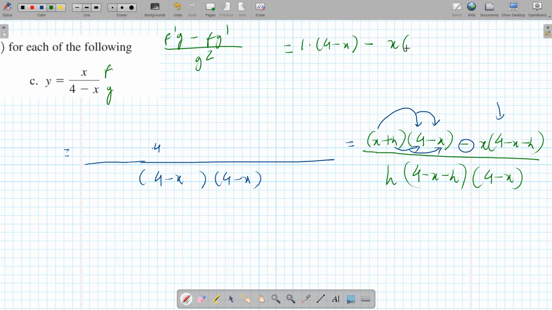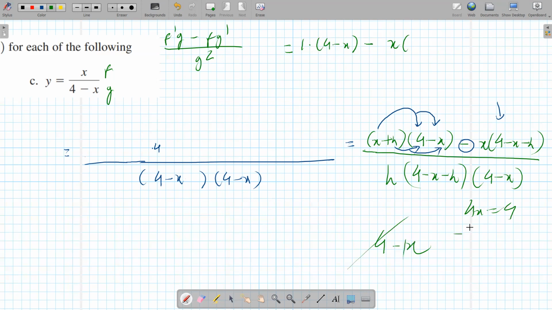The derivative of f, 4 minus x, is the question. It's not 4. 4 minus x, the derivative, 4 drops. 4x would be 4, but 4 minus x, any number is a 0. And the derivative of minus x is minus 1 because the derivative of x is 1.